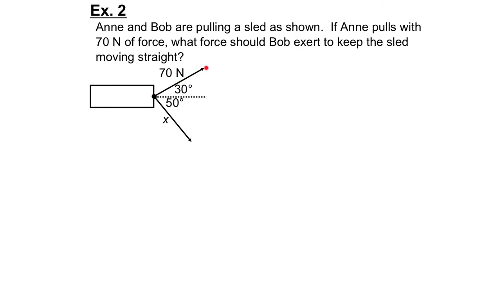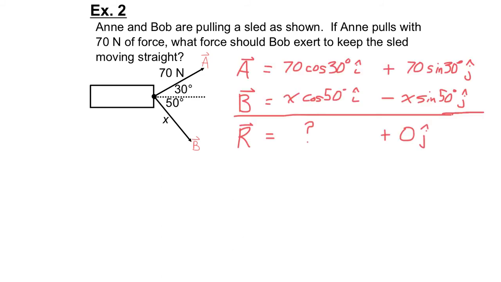Anne's pulling up in this direction. Bob is pulling down in this direction. We want to know what amount of force he should be pulling with, and I'm going to solve this algebraically. First, I'm going to label this vector A for the direction Anne is pulling the sled. Vector B is the direction that Bob is pulling the sled.